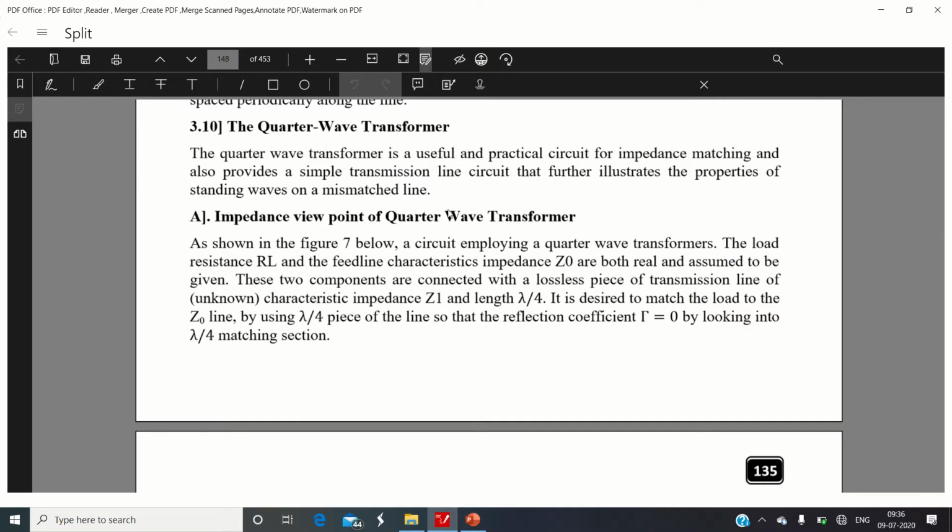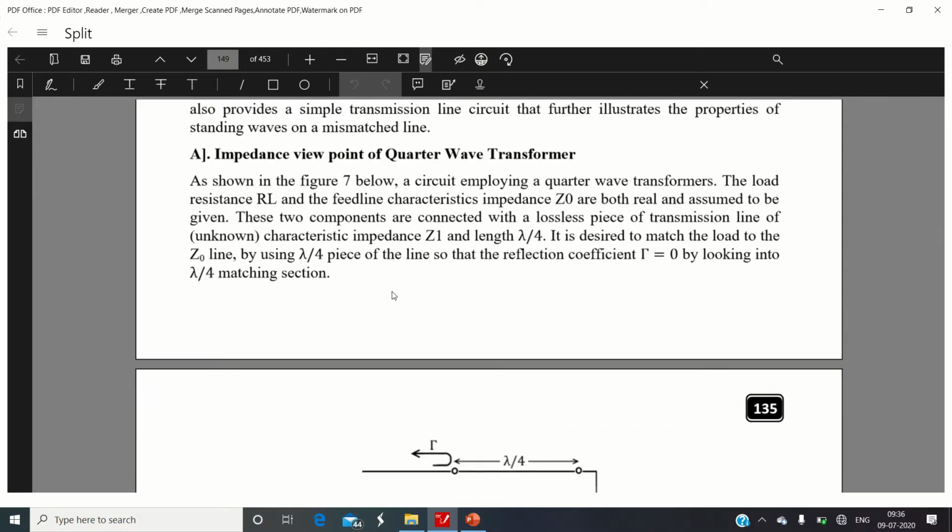The quarter wave transformer is a useful and very practical circuit for impedance matching. We will see what a quarter wave transformer is shortly. This circuit is used to provide impedance matching for real valued impedances, please remember. It is also a simple transmission line circuit. This matching circuit is very simple as it is made up of a simple piece of transmission line. Now let us see what this quarter wave transformer or matching circuit looks like.